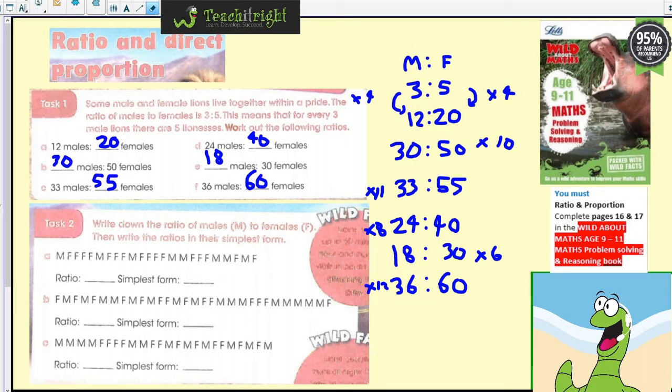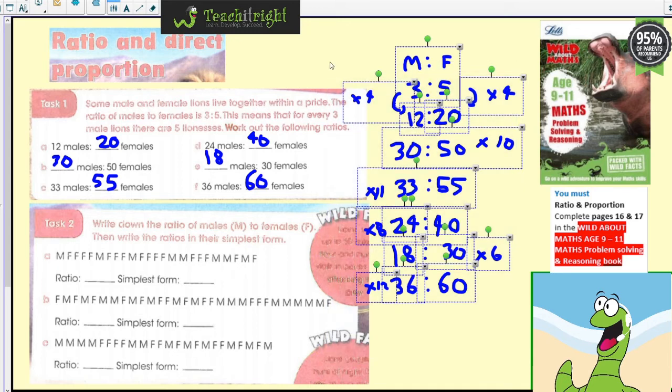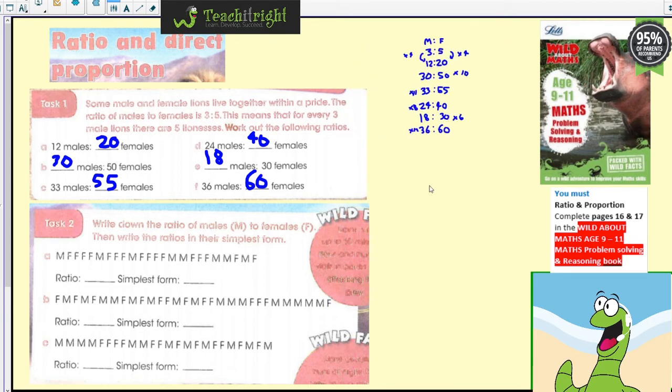Task 2, I'm just going to minimize this so I've got some space to work it out. Write down the ratio of males to females. So again, they've got males then females, so it needs to be M then F. And then write them in the simplest form. So here, there's a pattern. So we're going to have to go 1, 2, 3, 4, 5, 6, 7, 8 males to 1, 2, 3, up to 16.